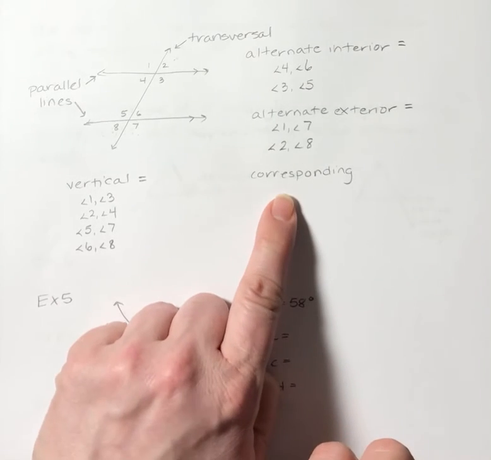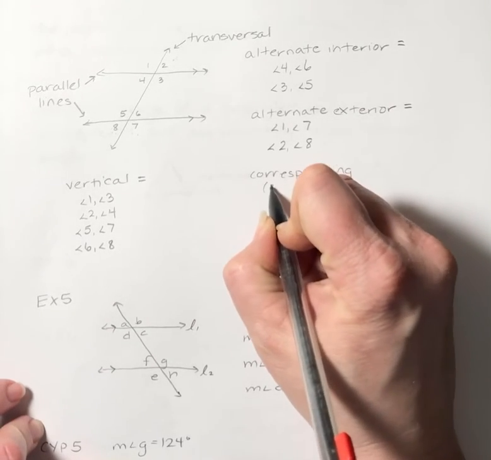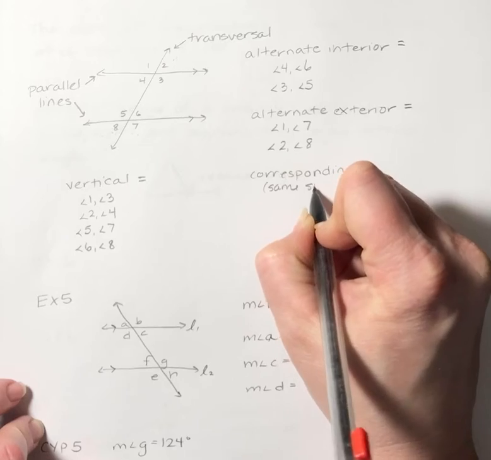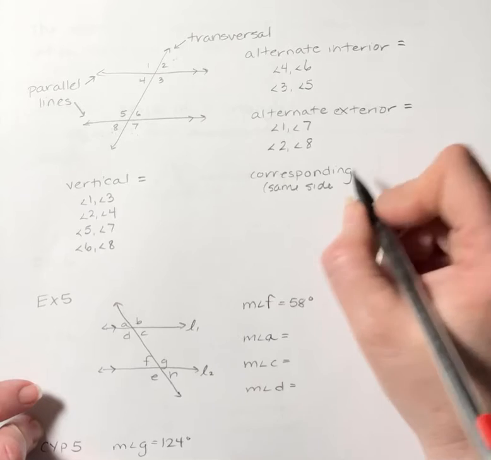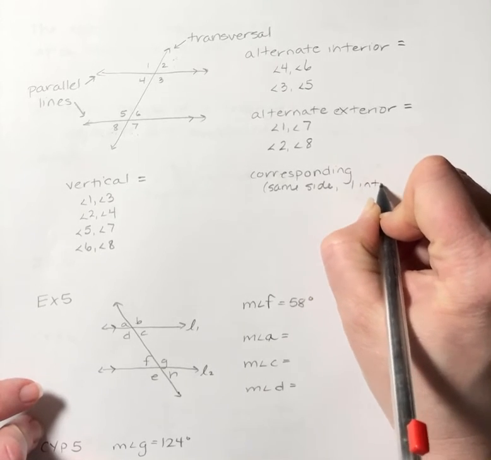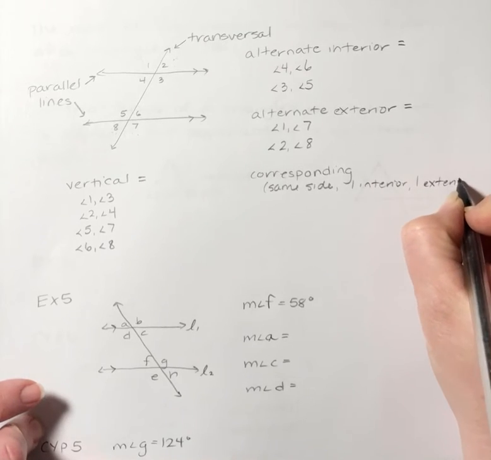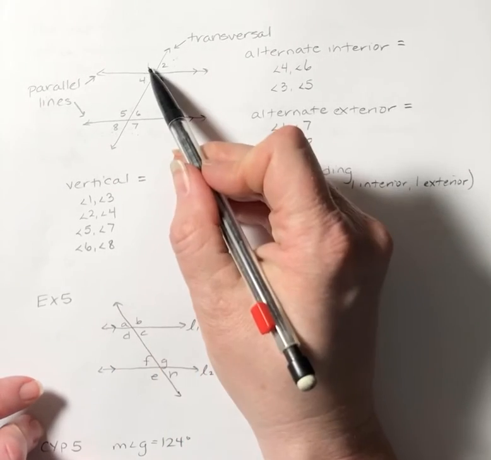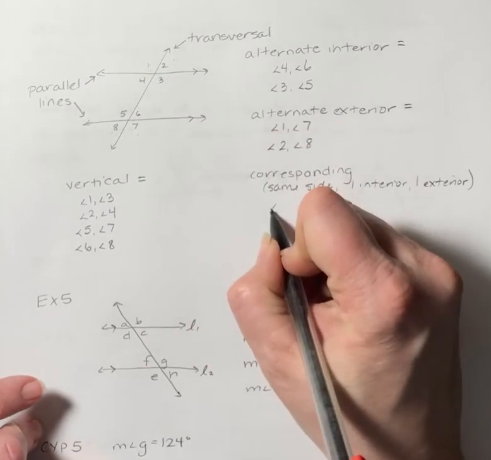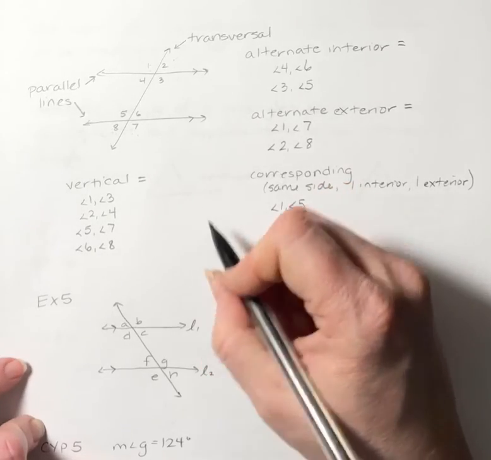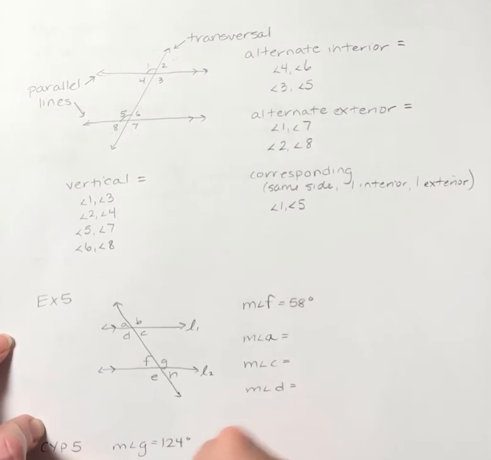Then we have something called corresponding angles. Corresponding angles are on the same side. Okay, so we've had alternate for these two. They're on the same side, and you have one interior and you have one exterior. Okay, so angle 1 and angle 5 are going to be a pair of corresponding angles. And if you can see angle 1 and angle 5, their measures are going to be the same.